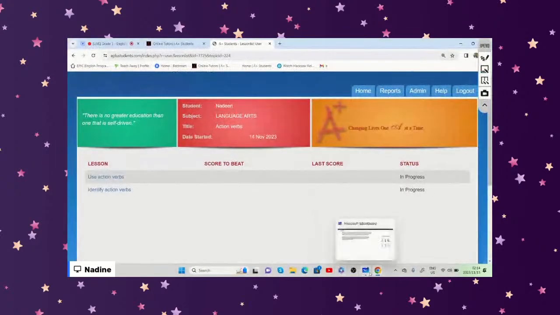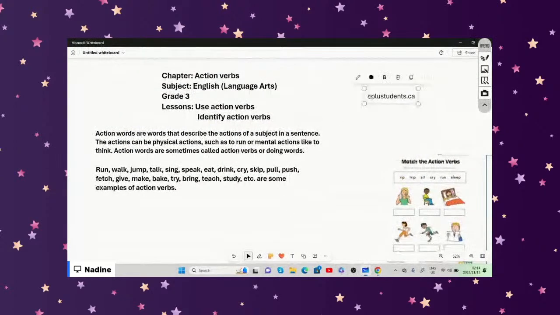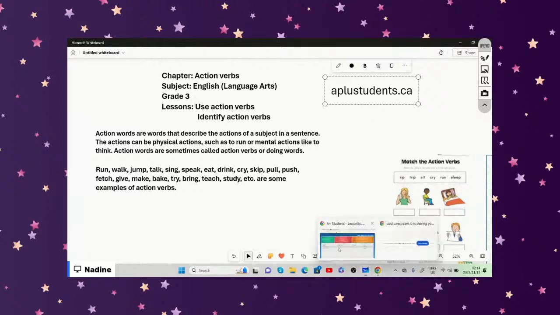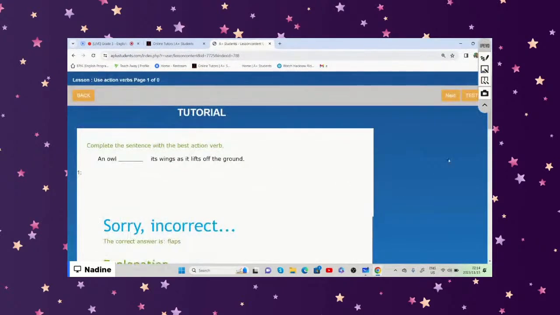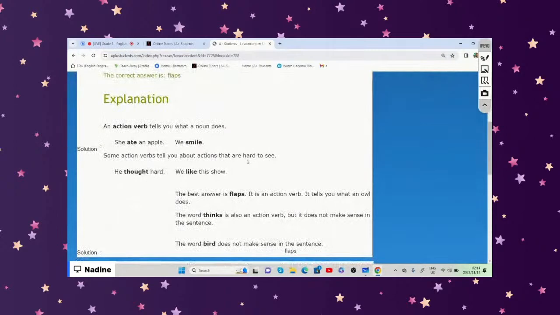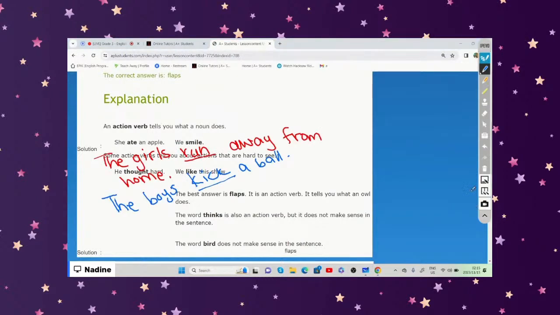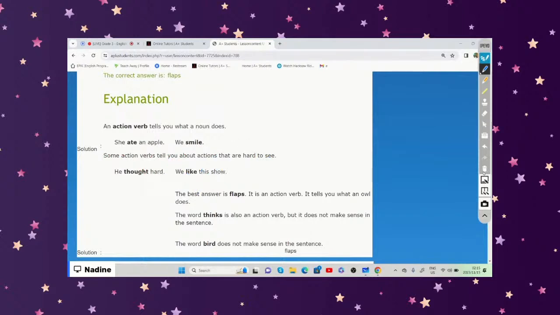All right, so we are also doing our lesson on aplusstudents.ca. We're basically going over to aplusstudents.ca and we're going to use action verbs. And action verbs tell you what a noun does. The noun is also what we can call the subject. So the noun is the subject, right?